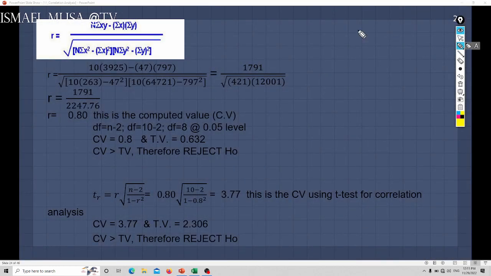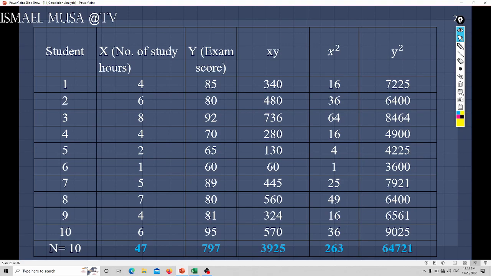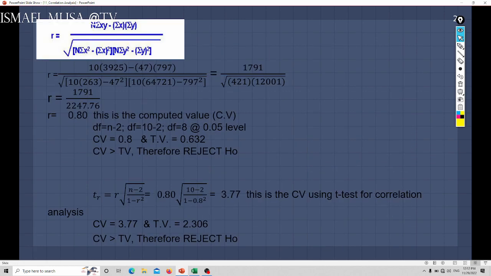As I said, the formula is very simple. It's simply addition and multiplication and subtraction. So given those data earlier, we have the data earlier. 47, 10, 7,797, 3,925. So, copy those and plug them appropriately in your formula. So, your N is 10. Your summation XY is 3,925 minus the product of the summation of X, which is 47. The summation of Y is 797.